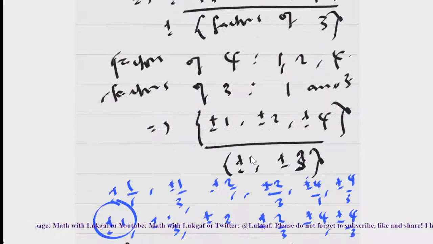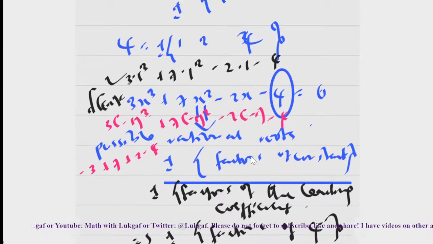Okay, now let us try 2. What if you try 2? So 2 raised to 3 here is what? 2 raised to 3 is 8. 8 times 3 is 24. So then you have 24 plus, 2 squared is 4, right? 4 times 7, that will give me 28. So then you will see that this is also not equal to 0.